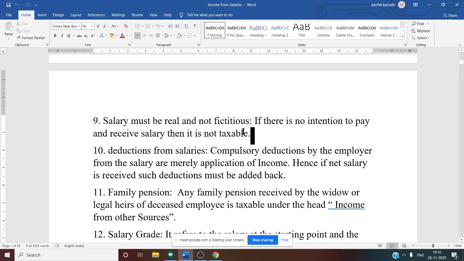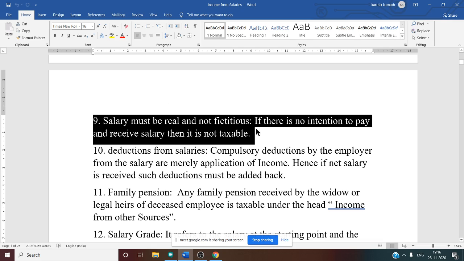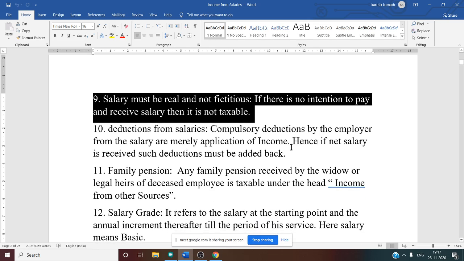Then salary must be real and not fictitious. If there is no intention to pay and receive salary, then it is not taxable. That means you have to work and someone has to pay. If there is no such thing, then it cannot be considered as salary.